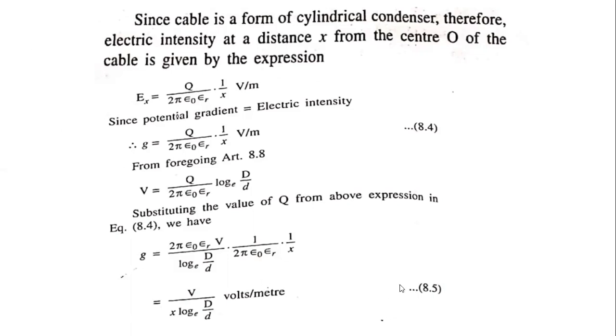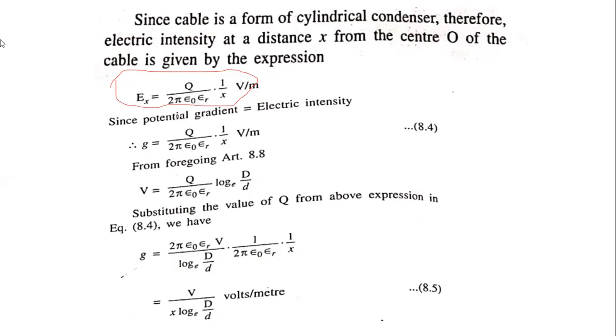That is the fixed formula: E_x is equal to Q by 2 pi epsilon naught epsilon r into 1 by x, where x is the distance from the center of the cable O, in meters, and epsilon naught and epsilon r are the absolute and relative permittivities. Therefore, the potential gradient is equal to the electric intensity.